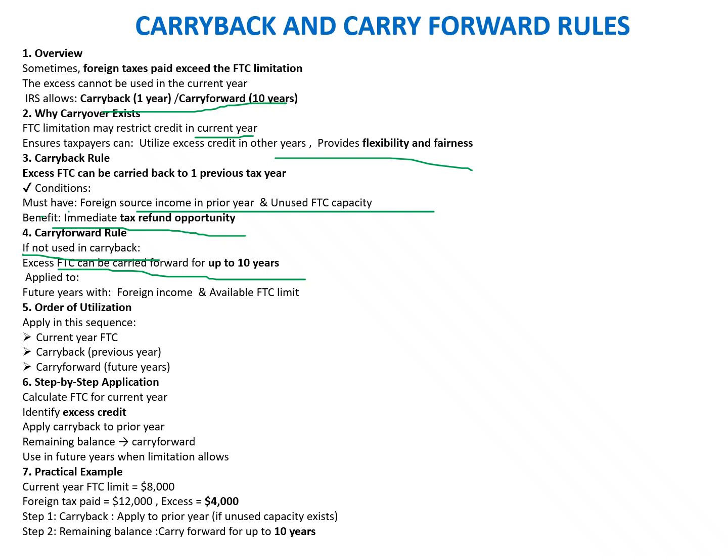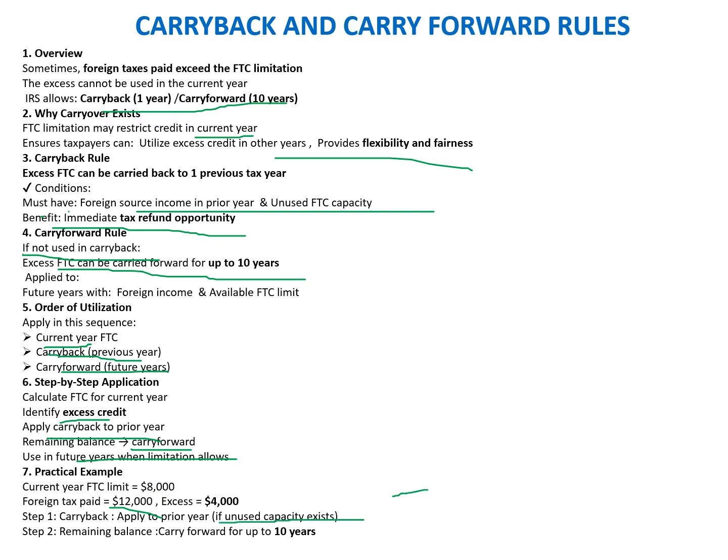The order of utilization is the current year, carry back to the previous year, and then carry forward to future years. The step-by-step application is: calculate the FTC for the current year, identify the excess credit, and apply carry back to the prior year. The remaining balance is carried forward and used in a future year when the limitation allows. For example, the FTC limit is 8,000, foreign tax paid is 12,000, so the excess is 4,000. Carry back is applied to the prior year if unused capacity exists.